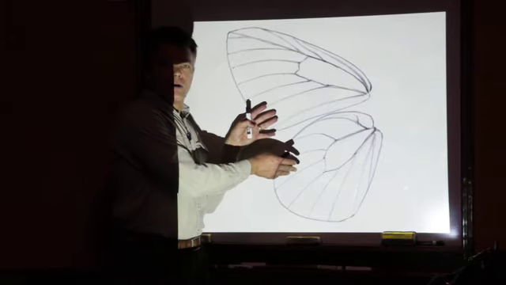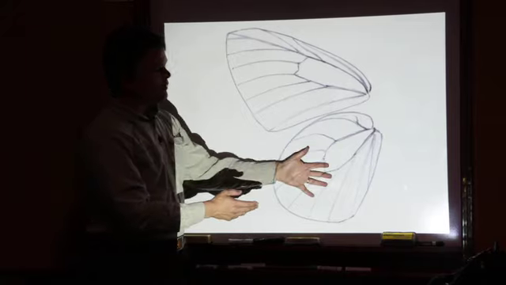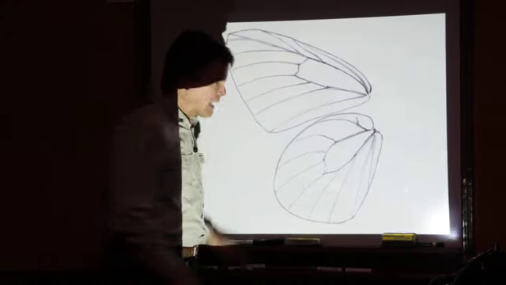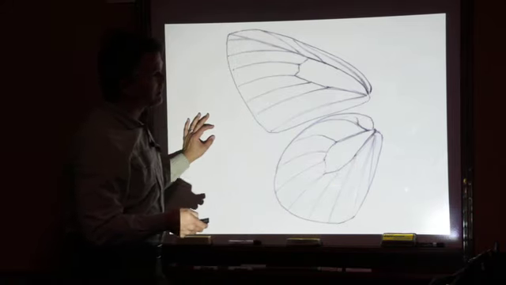These wings fold up over each other when the butterfly is at rest. So you've got the hind wing and the upper wing. When the butterfly folds its wings over its back, you can see all of the hind wing and the front wing tucks in behind it.